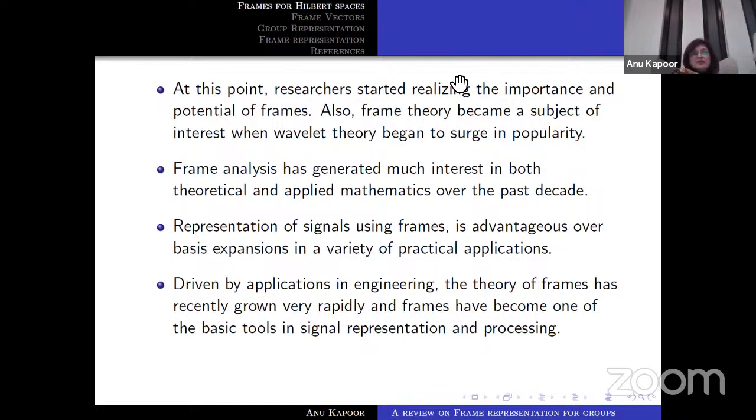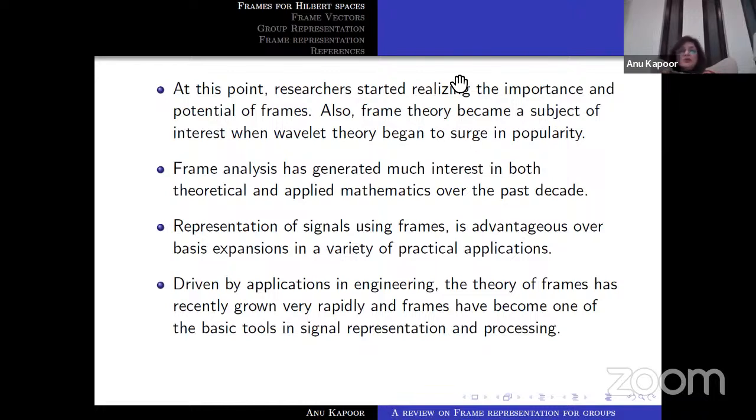Over the past decade, representation of signals using frames was advantageous over basis expansions and driven by applications. It has recently grown very rapidly, and frames have become one of the basic tools in signal representation and processing. What is the advantage of frames over the basis?